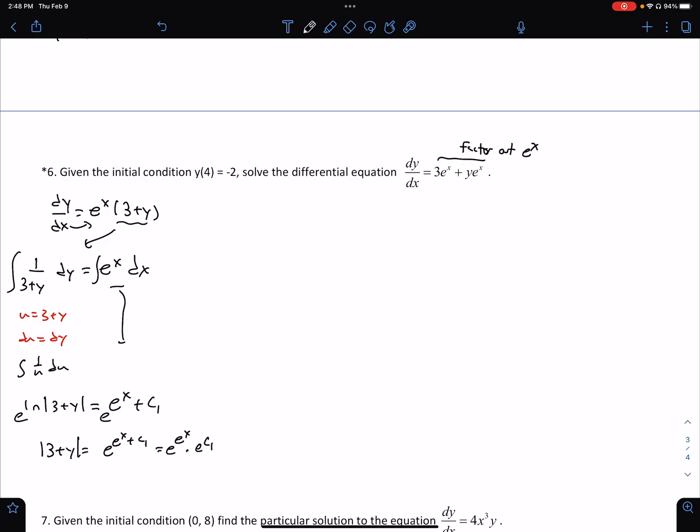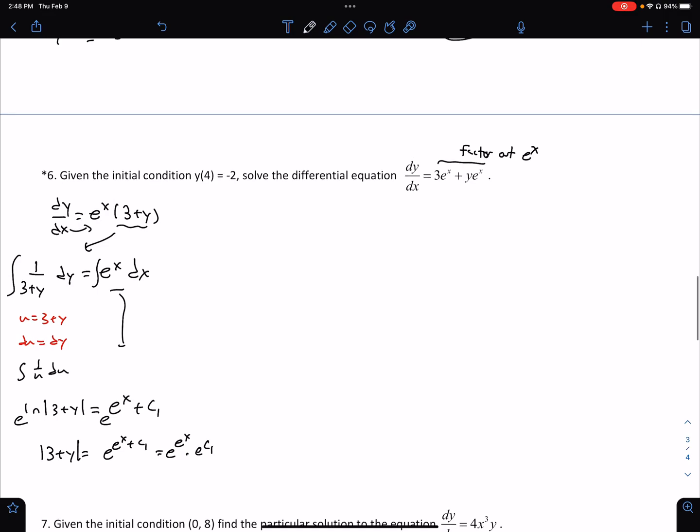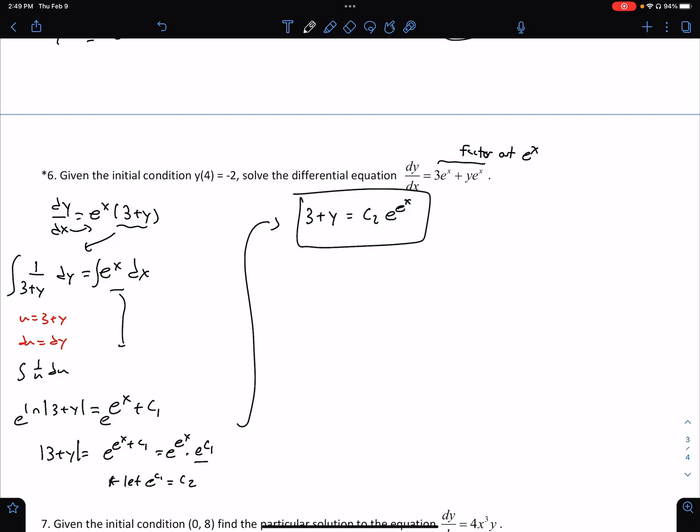Isn't that fun? Now, we're next going to convert that e to the c1, so we're going to let e to the c1 equal c2. So my new equation, if I can go ahead and get rid of the absolute value, we're going to put the c2 in front, and we get c2 e to the x. So there's our general equation. And the last thing, oh no, we got plus or minus. Remember where the plus or minus came from? When we took that absolute value, we get plus or minus.